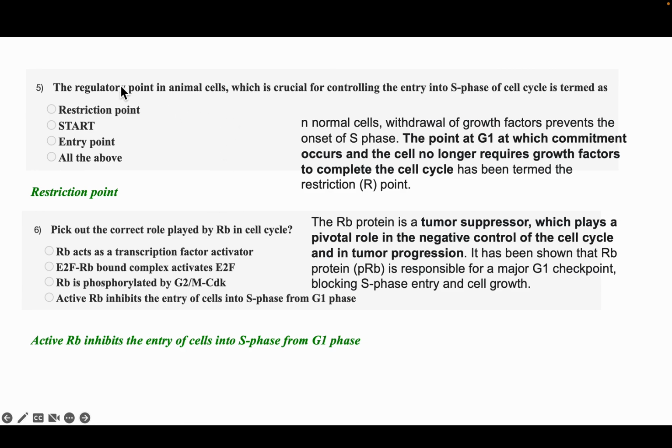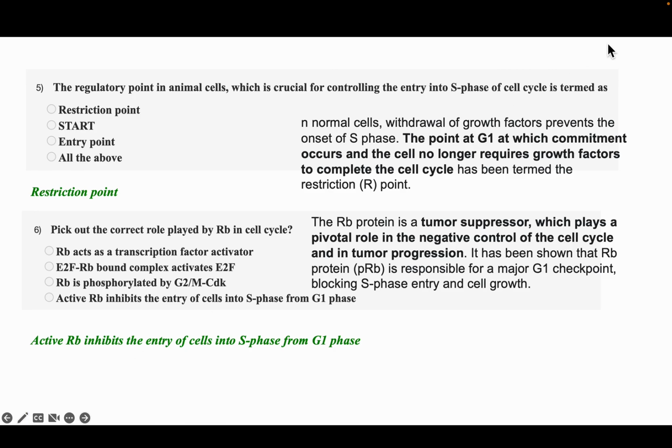Now the next question was, the regulatory point in animal cells which is crucial for controlling the entry into S phase of cell cycle is termed as restriction point. As we know that normal cells can withdraw growth factors to prevent the onset of S phase. So if they need to control the entry of the cell into S phase, they need to withdraw some growth factors which may be essential for S phase, to prevent their onset to S phase.